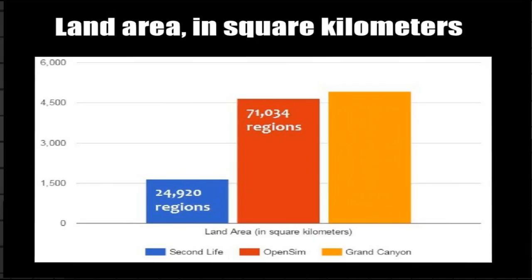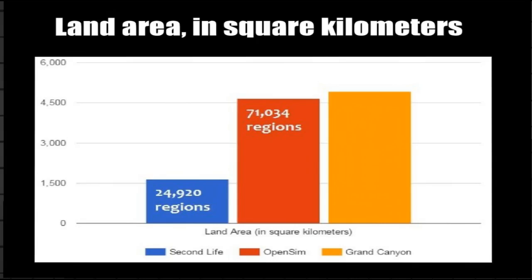The land area of the public OpenSim grids has just passed 71,000, which is a little bit less than the area of the Grand Canyon. By comparison, Second Life has not been doing as well with land area. It has fallen below 25,000 for the first time in a long time.